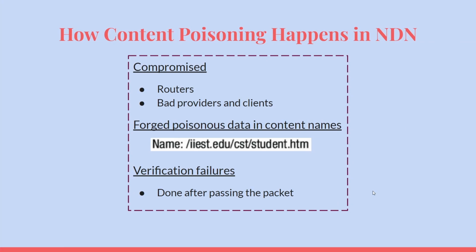In order to understand our project, the first thing we need to figure out is how content poisoning happens in NDN. A poisoning begins with a compromised router or bad providers and clients. They push forged poisonous data in popular content names, where it is propagated to users globally.